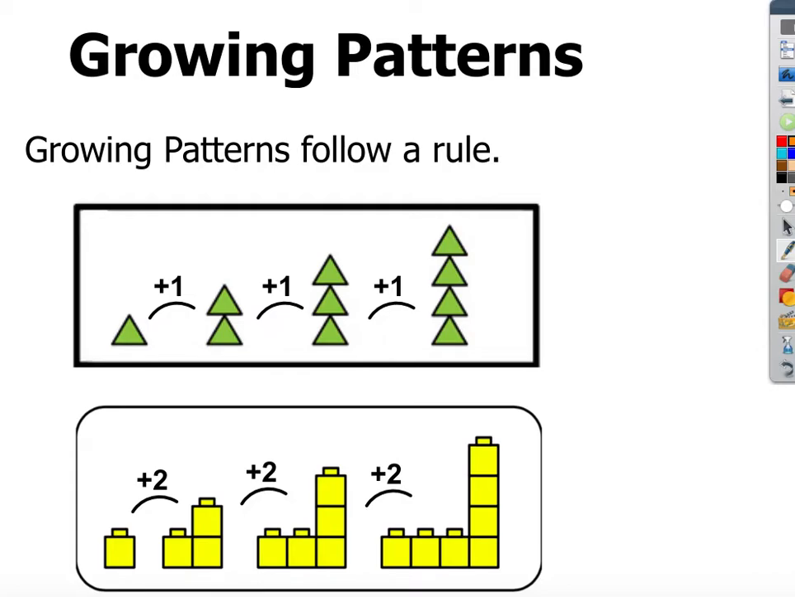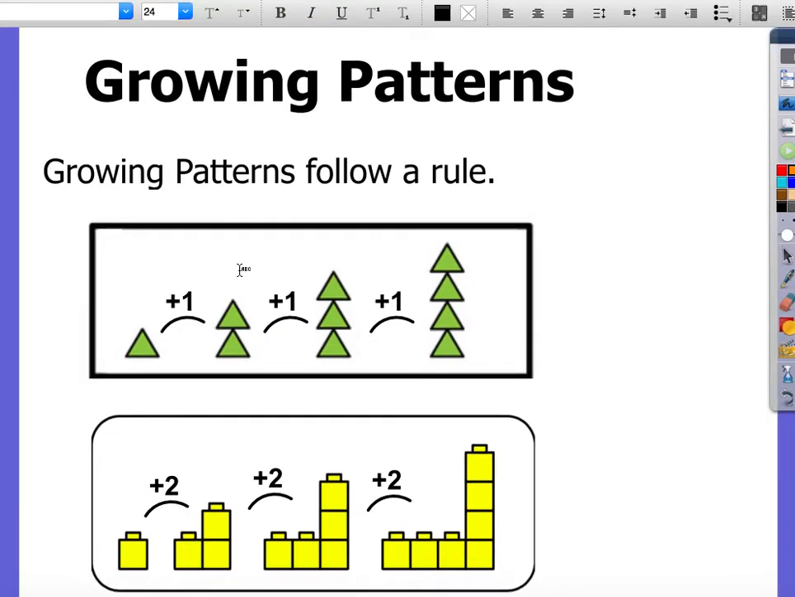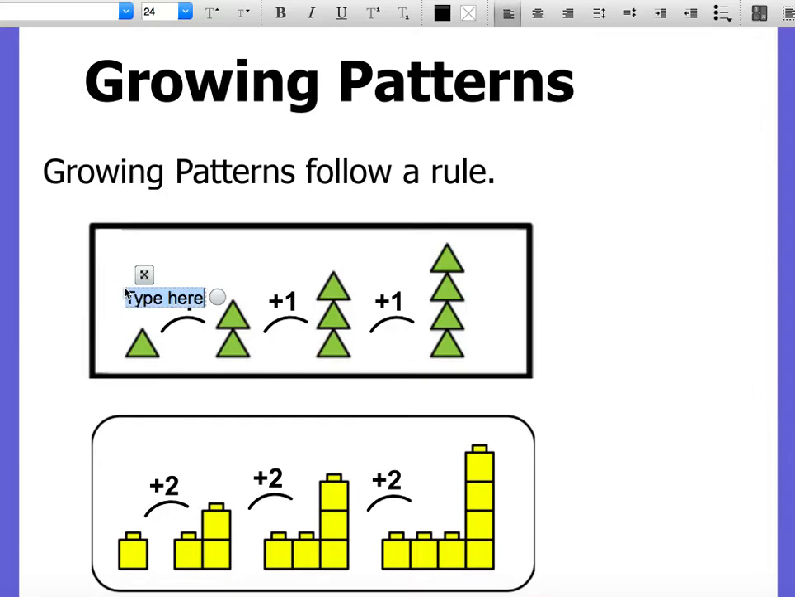Growing patterns. Follow the rule. So we add one. Add one. So here we have one. And then we add one that makes two. And then here we add one. And we end up with three triangles, right?